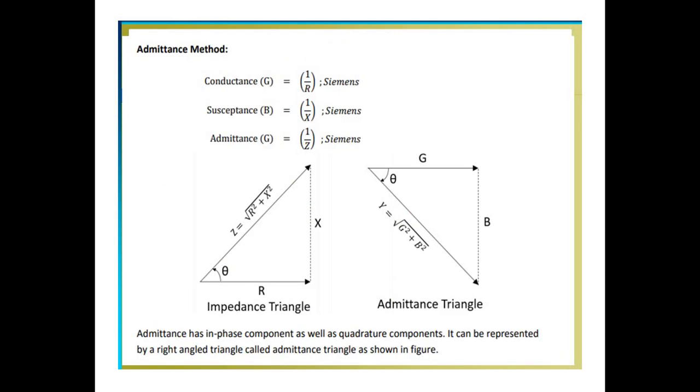Now the admittance method: the impedance triangle and the admittance triangle. In the impedance triangle, R is the adjacent side, X is the opposite side, and the hypotenuse impedance Z is equal to the root of R squared plus X squared. Admittance is inversely proportional. 1 by R is the conductance, 1 by X is the susceptance, and 1 by Z is equal to the admittance Y, which is the root of G squared plus B squared.